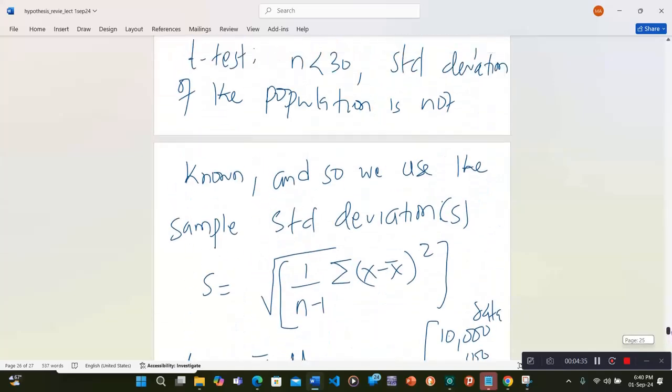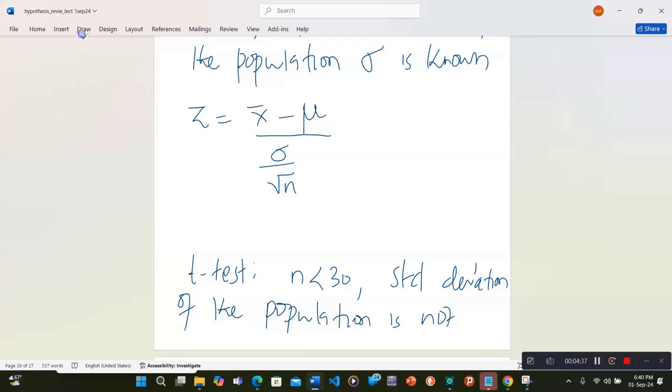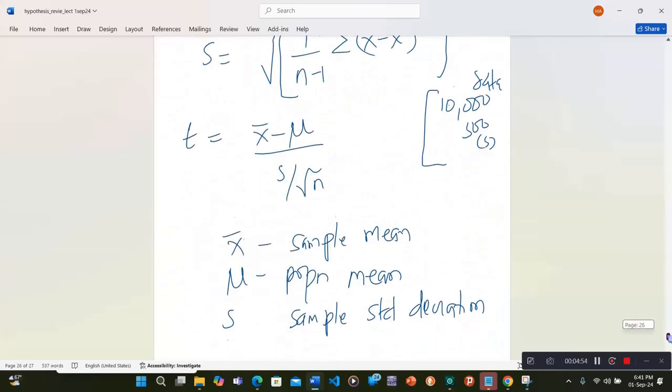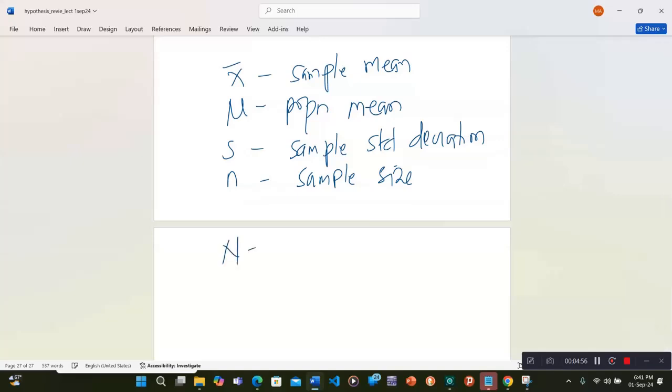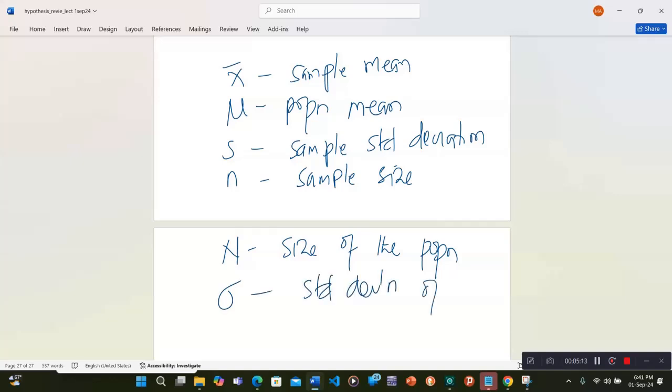Okay, let me use maybe here capital N so that you don't confuse the two. This should be a big N to represent the size of the population. So a small n is the sample size. Capital N is the size of the population. Then this sigma is the standard deviation of the population.